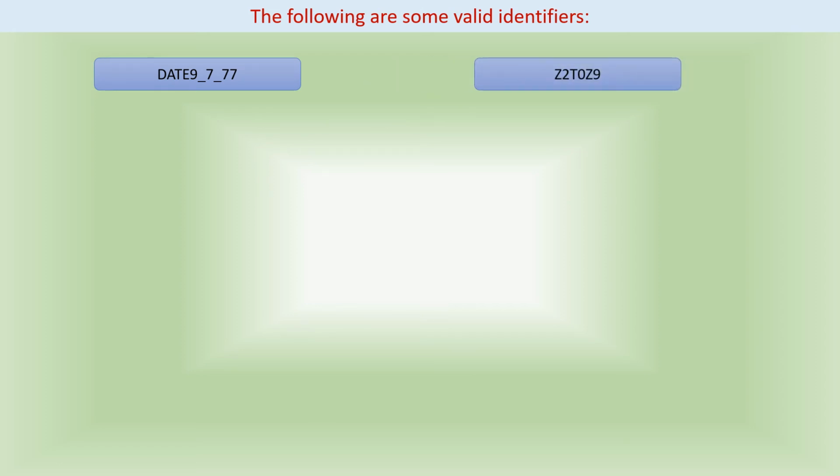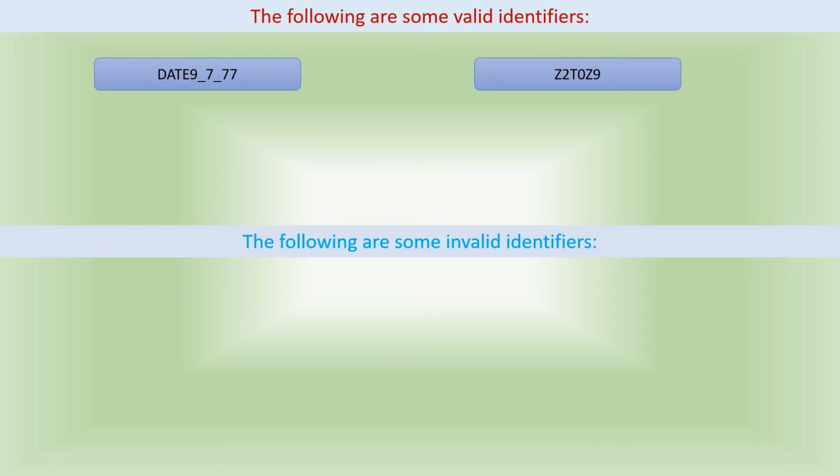Just see another example, Z2 to Z9. It has alphabets and digits in it. This is allowed, but it should not start with a digit, so it is not starting with a digit. So this is again a valid identifier. Let's have a look at some of the invalid identifiers.